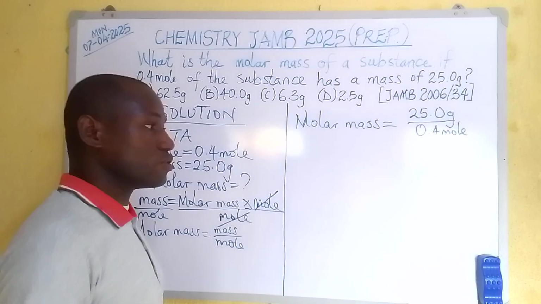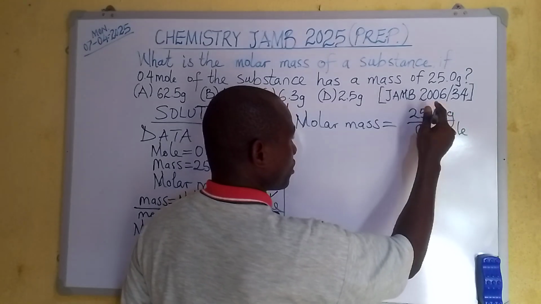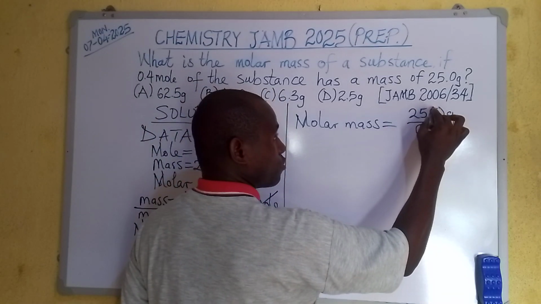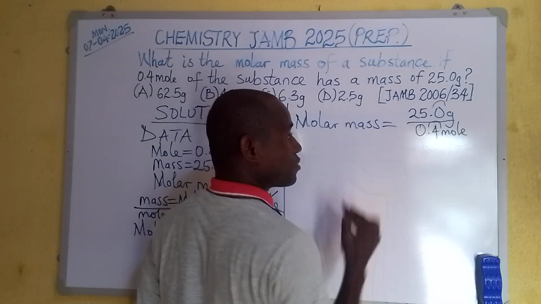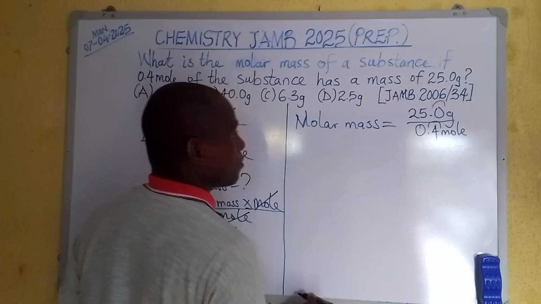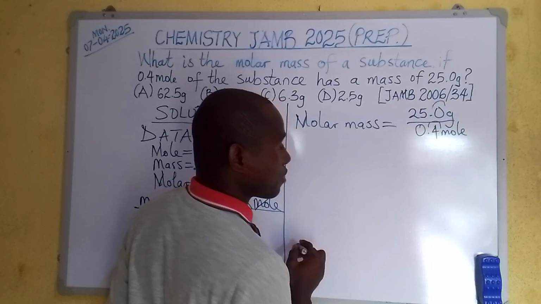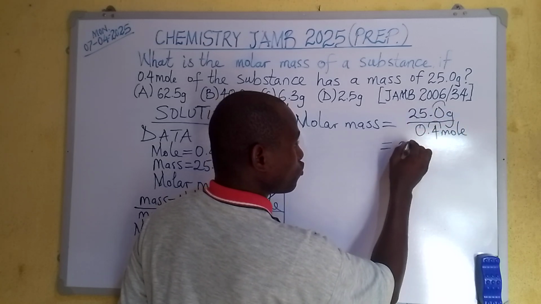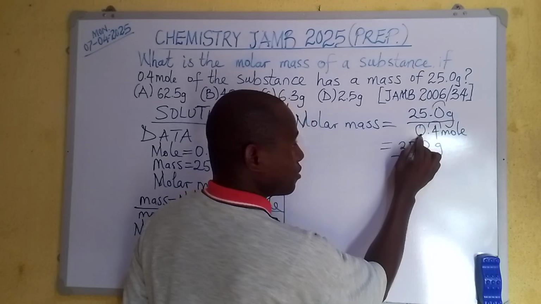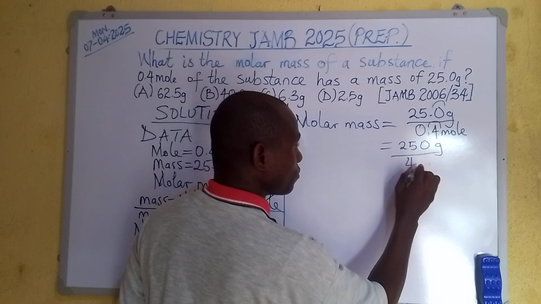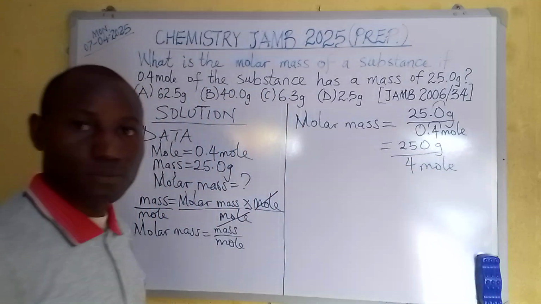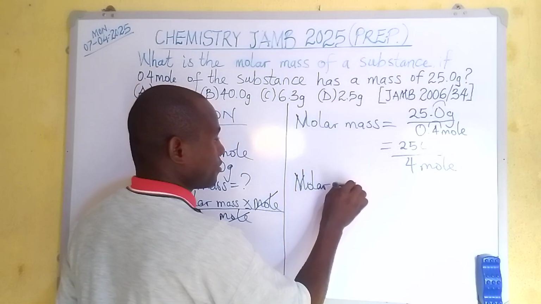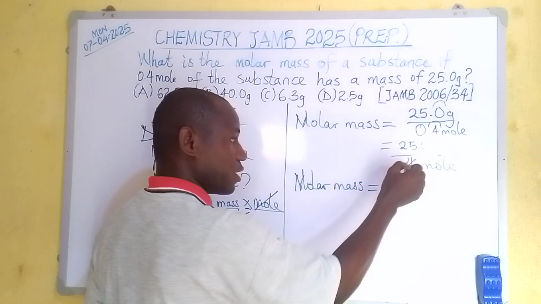Now, in order for us to proceed, let's look at this. We're having decimal point here, that's 25.0 and 0.4. So easily we can just multiply through by 10 or shift the decimal point one place forward. In order for us to do that, 25.0 becomes 250 gram over 0.4 becomes 4 mole. Is that clear? So, molar mass is equal to 250 over 4.